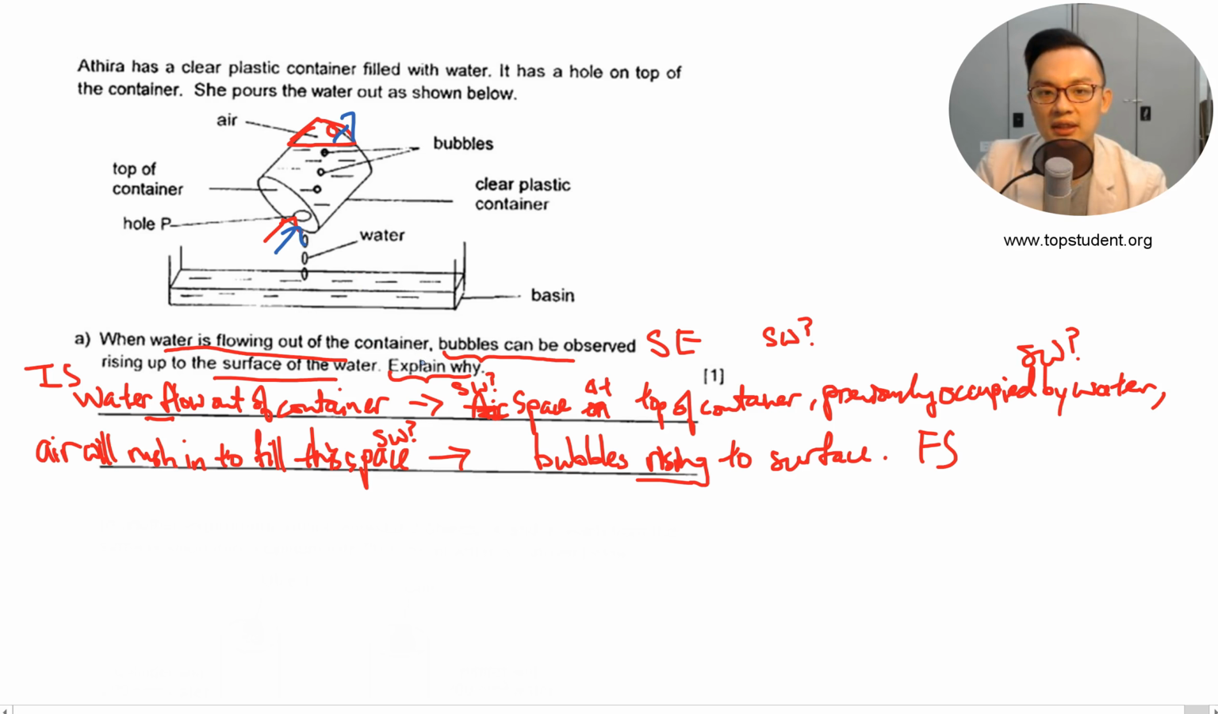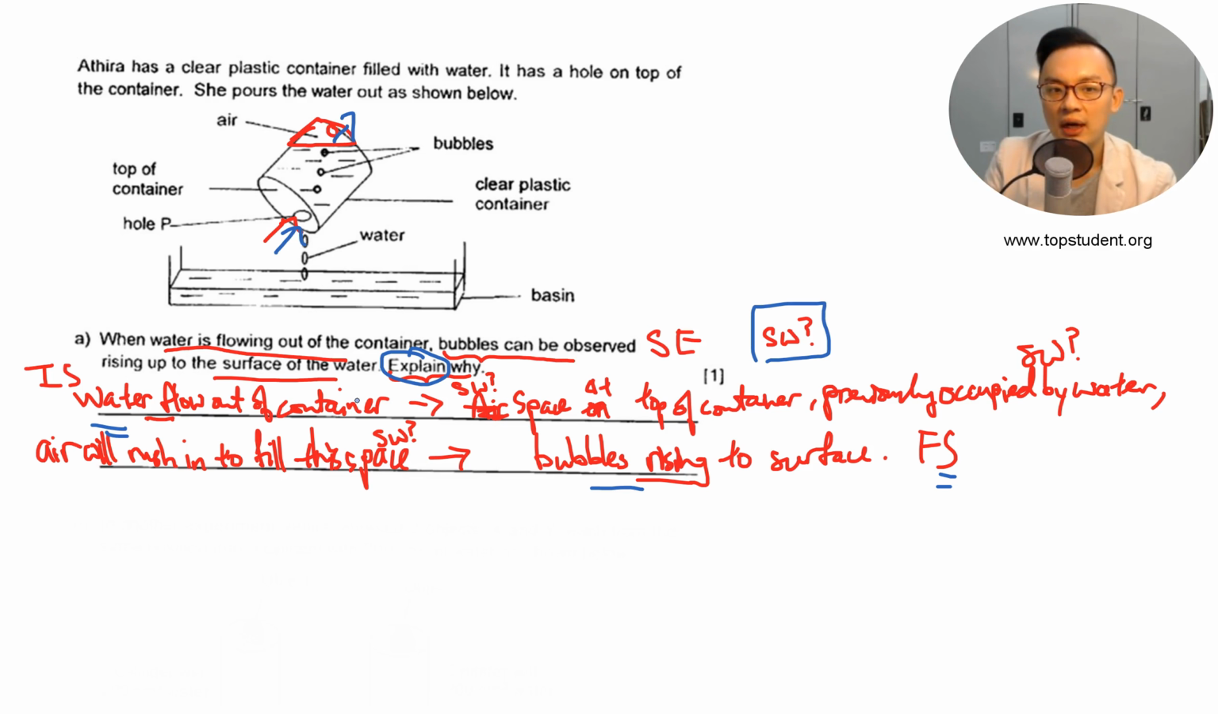All right. So this is an explain why question. You need to write out the initial state, which is water is flowing out of the container. You need to write out the final state, which is basically what you're supposed to explain, which is bubbles rising to the surface. In between the initial and the final is your explanation. So you need to constantly ask yourself, so what's going to happen when water flows out of the container? And then slowly figure it out yourself. Use your science knowledge to figure out why water flowing out of the container will eventually lead to bubbles rising to the surface.